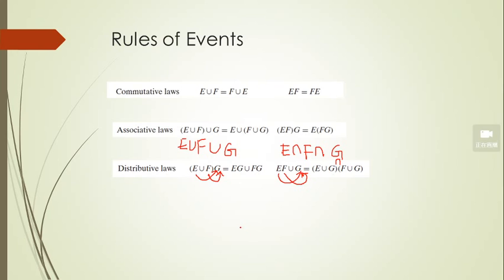It's similar to when you have (A plus B) times C, right? It's similar to the rules of algebra actually. Similar to this kind of distributive law: if you have (A plus B) times C, it equals AC plus BC, like that, right? It's very similar to these laws. We are going to use the Venn diagram to show the distributive laws, to show the first one.